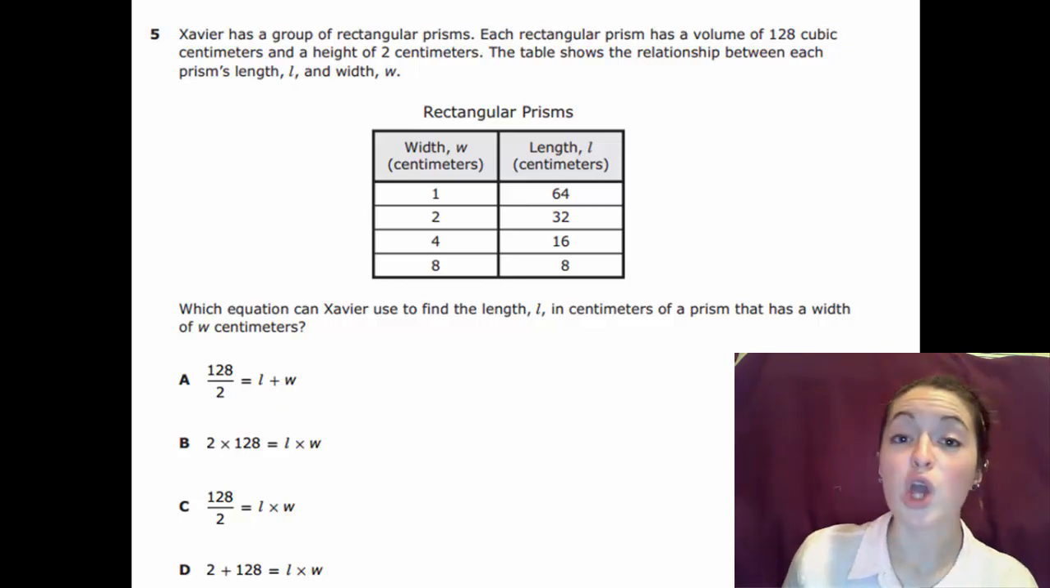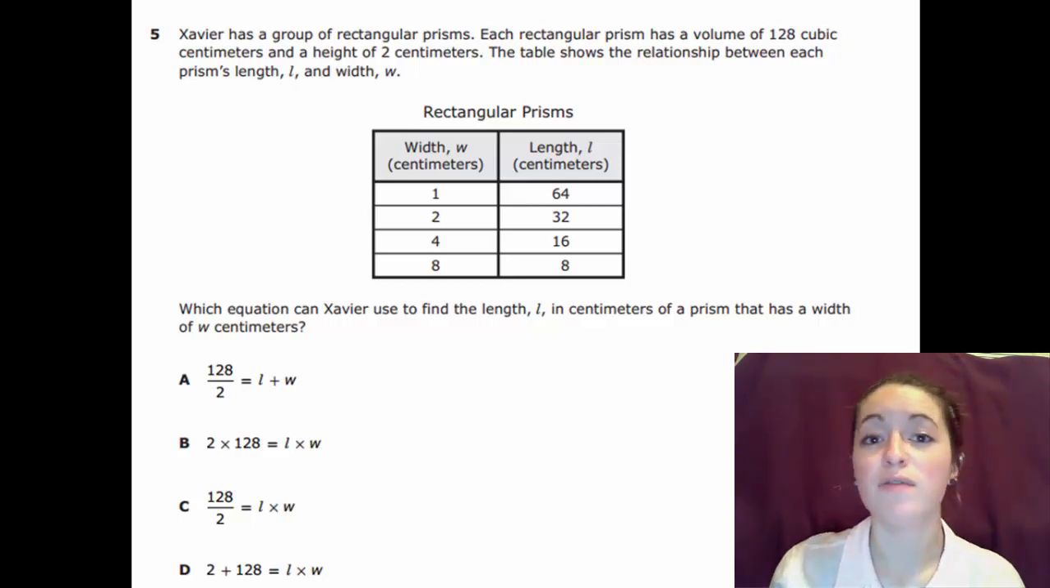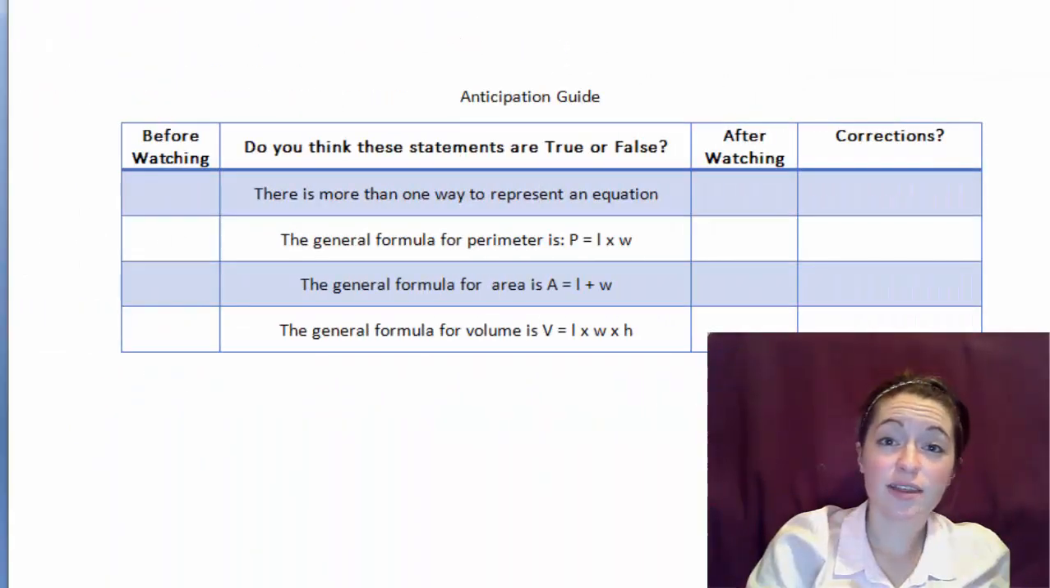Awesome job, guys. You just answered a star question. I think we met our objective of using tables to create formulas for perimeter, area, and volume of rectangular prisms. And we also figured out that there's more than one way to represent a formula. Don't forget to fill in the rest of your anticipation guide and make the corrections to those statements that you think are false.